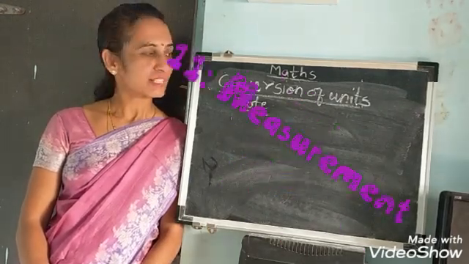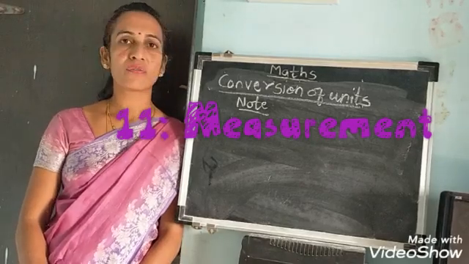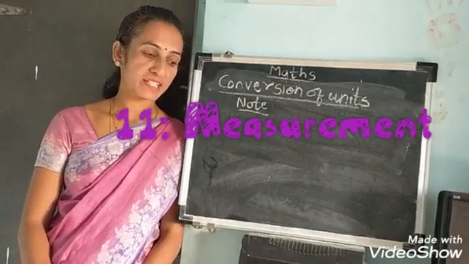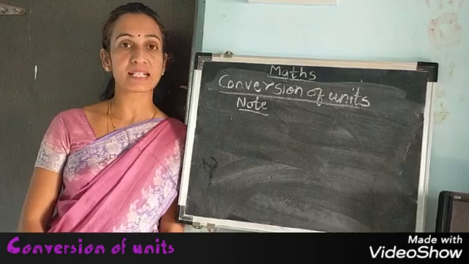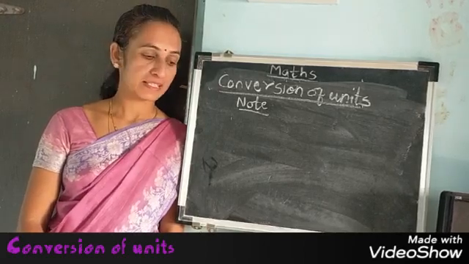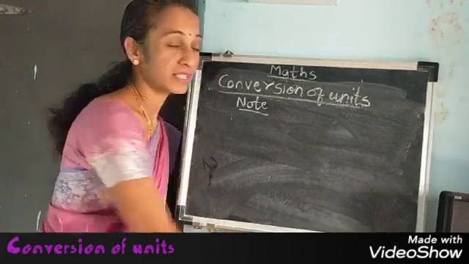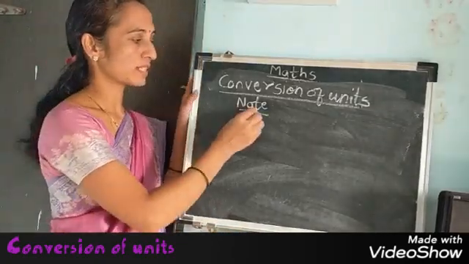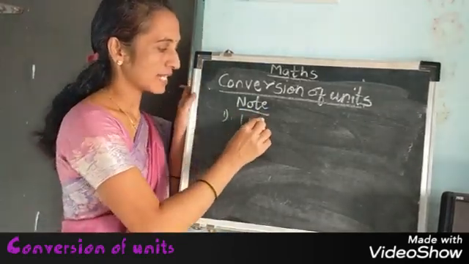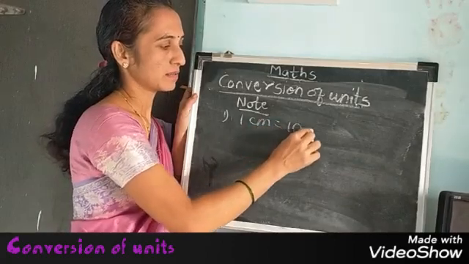Students, we will see the point conversion of units from textbook page number 64. So open your maths textbook page number 64. What is meant by conversion? Important note I have told you. What is our note? 1 centimeter is equal to 10 millimeter.